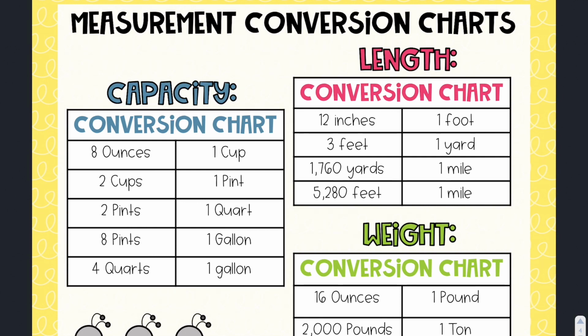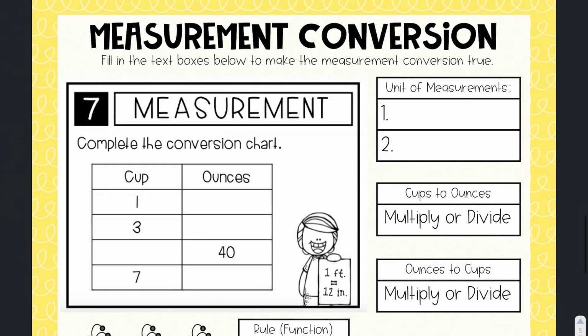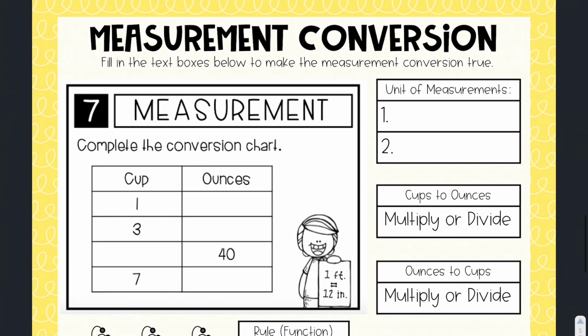Now we're going to move into some measurement conversions, and in order to be able to convert these numbers, you're going to need conversion charts. So I have input in your Google Slides conversion charts for length, capacity, and weight. So we're going to go ahead and get started with this first measurement slide.